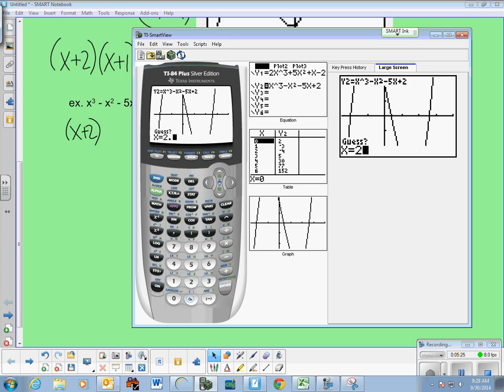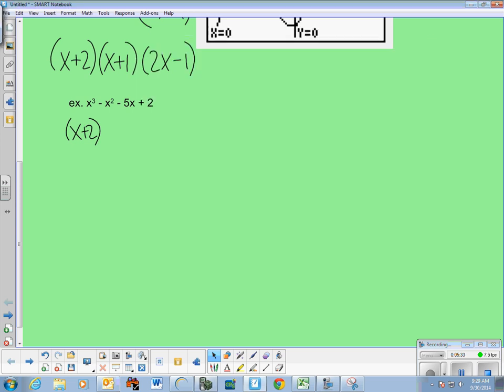I'll just guess 2.5. It is 2.618034. Again, not a nice rational root. So here's an example of a cubic with one rational root, and I've got the factor. So how do I know what's left? When you factor, I need to know what else it's multiplied by.